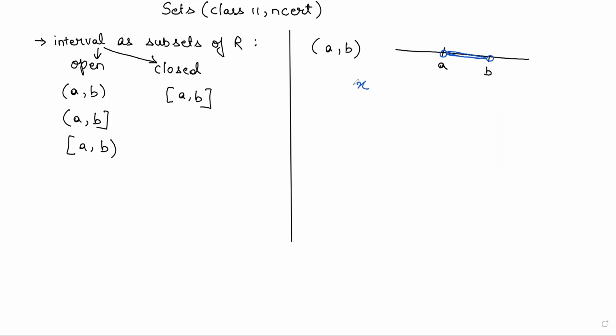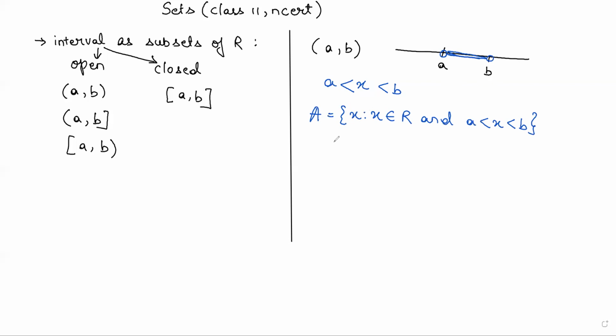This means that x lies between A and B: A less than x less than B. In the form of a set, it can be represented as A is the set of all x such that x belongs to R and A less than x less than B. By real numbers, we know that there are infinite numbers between A and B. So x can hold any value between A and B, excluding the values of A and B.